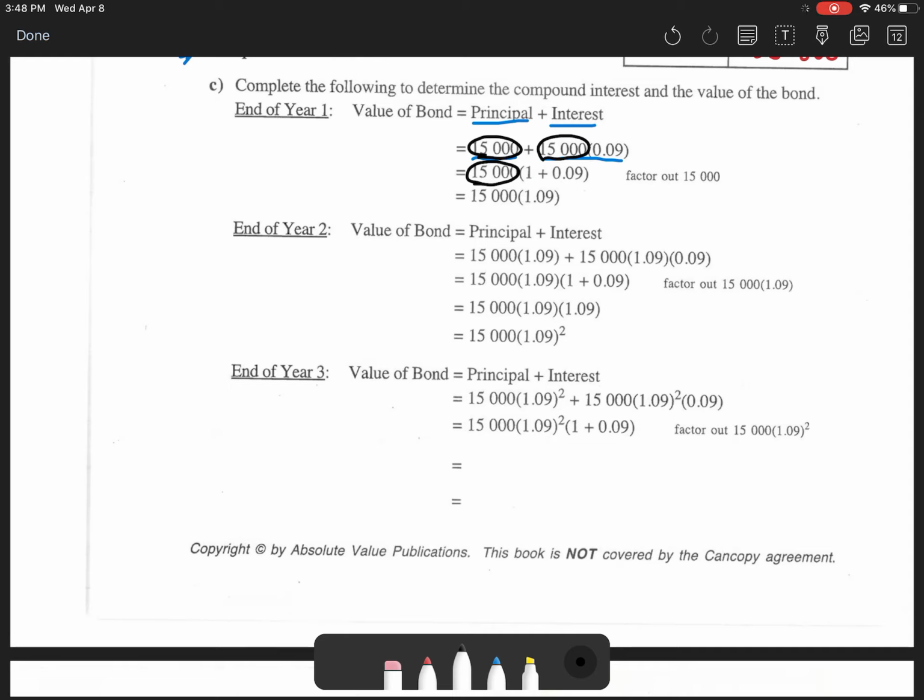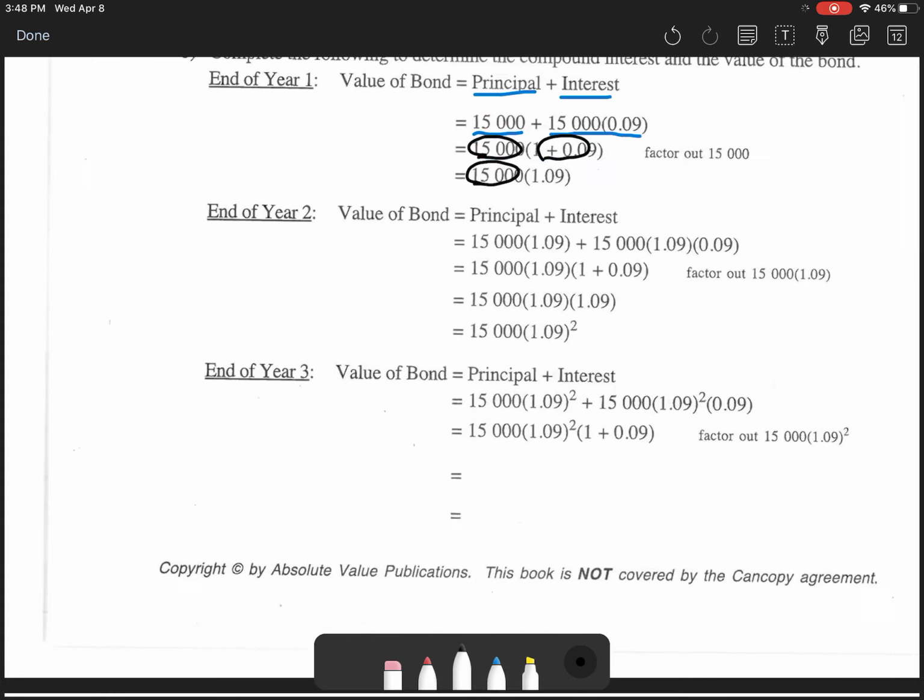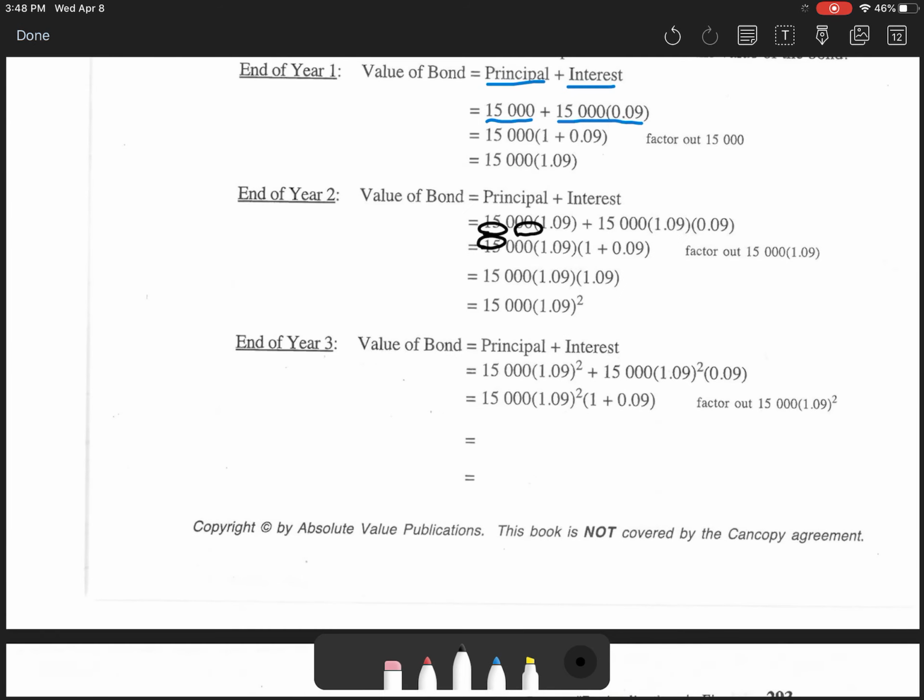If I factor $15,000 out of each of those terms, I'm just left with 1 plus 0.09, which is, okay, right here. So there's the factoring out, and there's what's left when I factor out the 15,000, and then I just add the 1 plus 0.09 to get 1.09 right there. So there is an expression for the amount of money I will have at the end of year one.